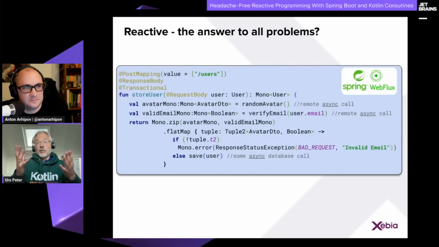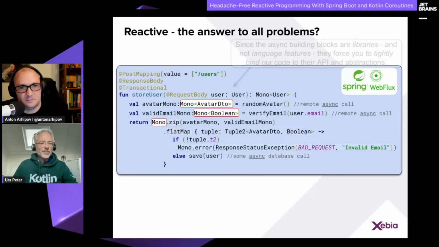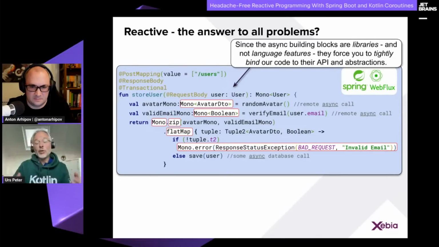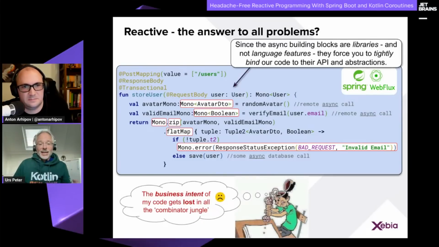So from a runtime perspective, we saw that the reactive really behaves perfectly. That's awesome. But is it the answer to all problems? The big issue is that reactive programming ties us very, very tightly to their abstractions. So you see, this code here is about monos. It's not about our business logic anymore. So monos dominate our whole code base, which actually means that our business intent is lost.